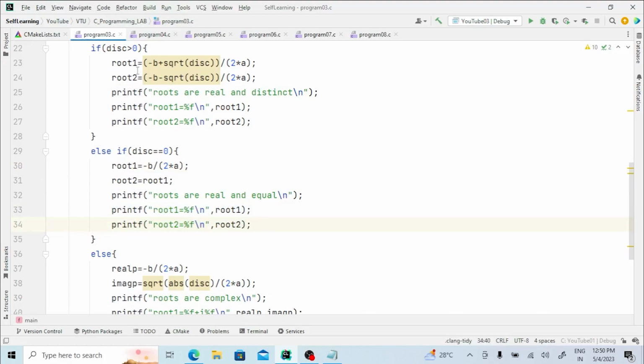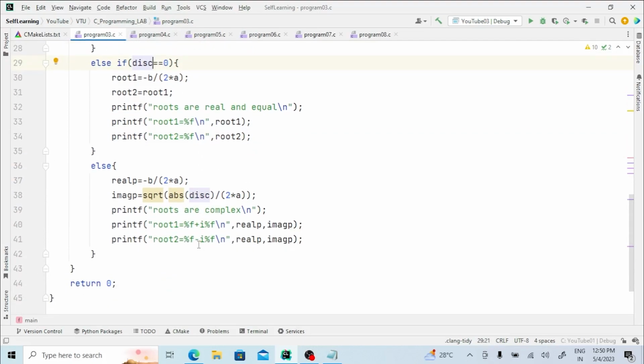Now, if the discriminant condition does not satisfy these two, then it is definitely less than 0. Whenever the discriminant value is negative, we know that the square root of any negative number is an imaginary number. So here the results that we are going to get are imaginary numbers, so the roots are complex in this case.